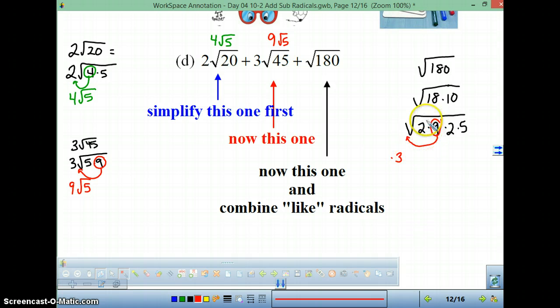Where's the other perfect square? It's kind of hidden here. I've got 2 times 2. 2 times 2 is 2 squared. Take the square root, take it out. That's 2 times 3 on the outside. What's left on the inside? Just 5. So we have 6 root 5. Write that up here. Now add them all up together. 4 plus 9 is 13. 13 plus 6 is 19. I have 19 root 5.